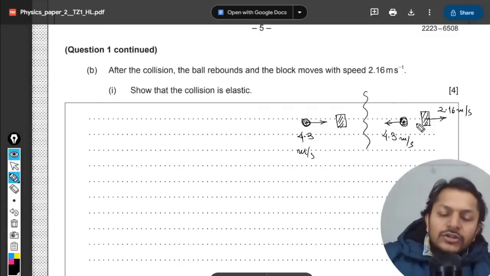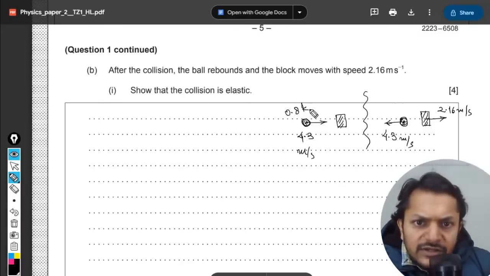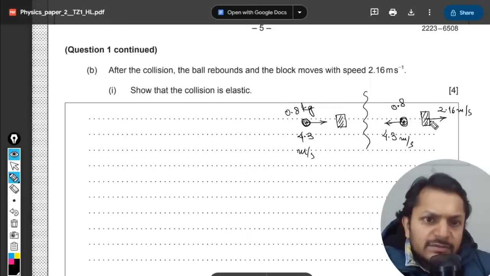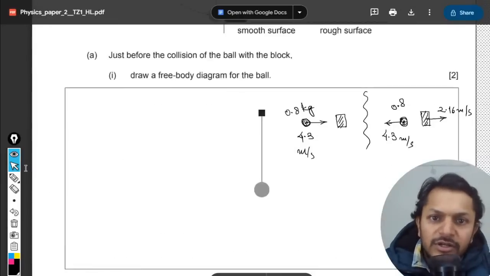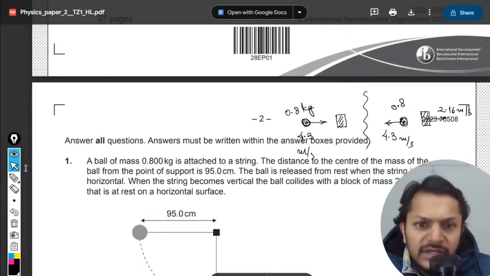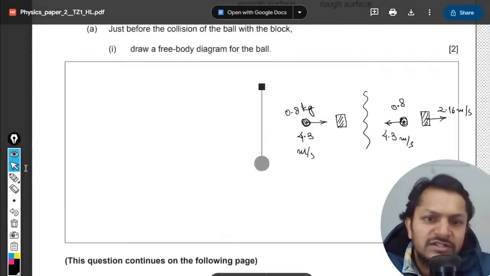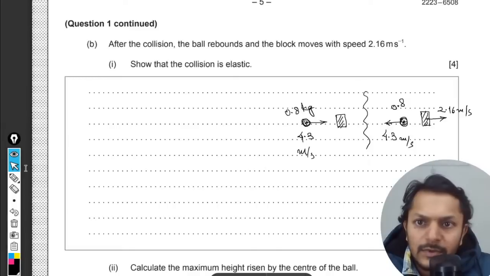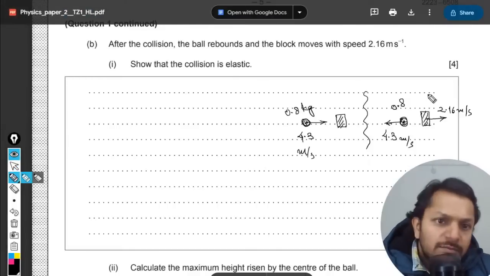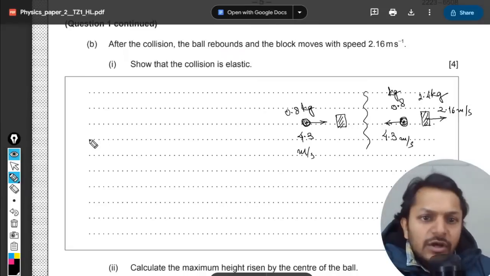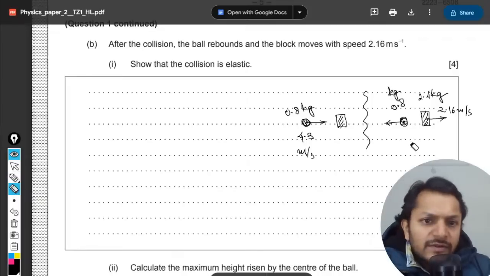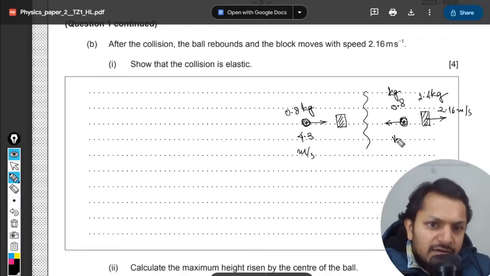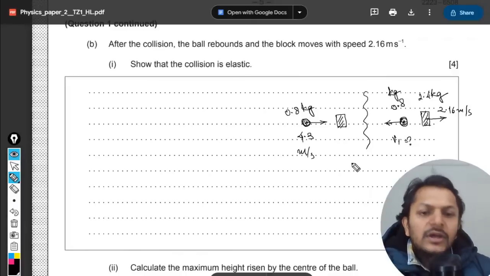We will be needing the masses also. This mass was 0.8 kg. I remember this, but this mass I'm not remembering. Unfortunately, we have to go far away up to find the mass of this. So the mass of this will be 2.4 kg. Yes, 2.4 kg. Sorry, this velocity is not known to us. We have to find it. I'm calling it V1.